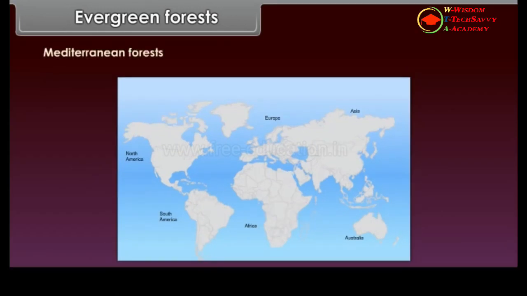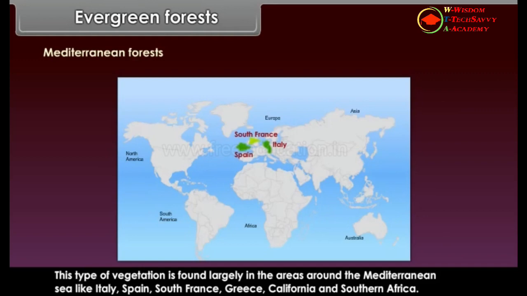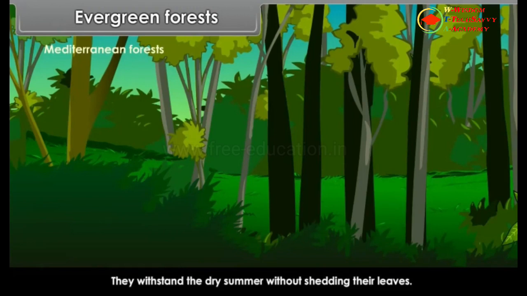Mediterranean forests. This type of vegetation is found largely in the areas around the Mediterranean Sea, like Italy, Spain, South France, Greece, California, and southern Africa. Trees are adapted to seasonal changes in temperature. They withstand the dry summer without shedding their leaves.